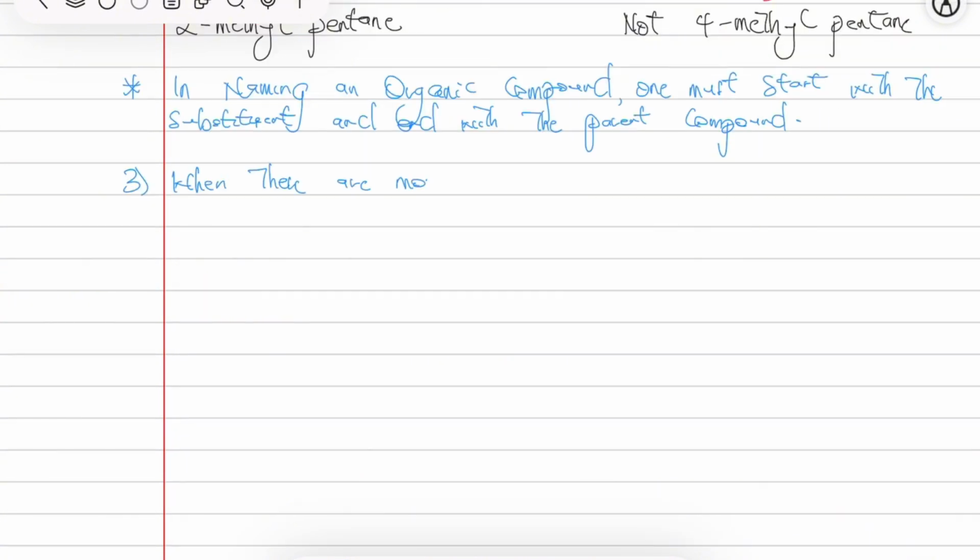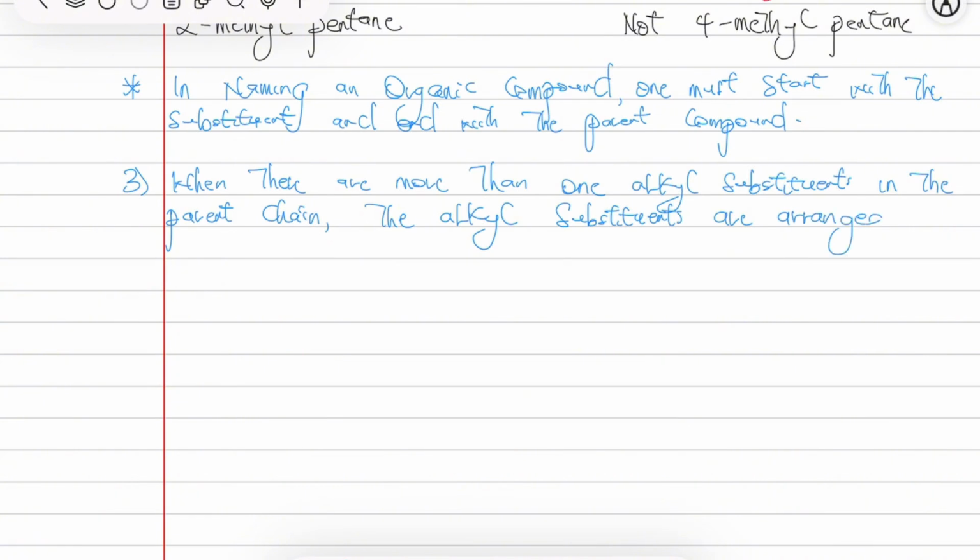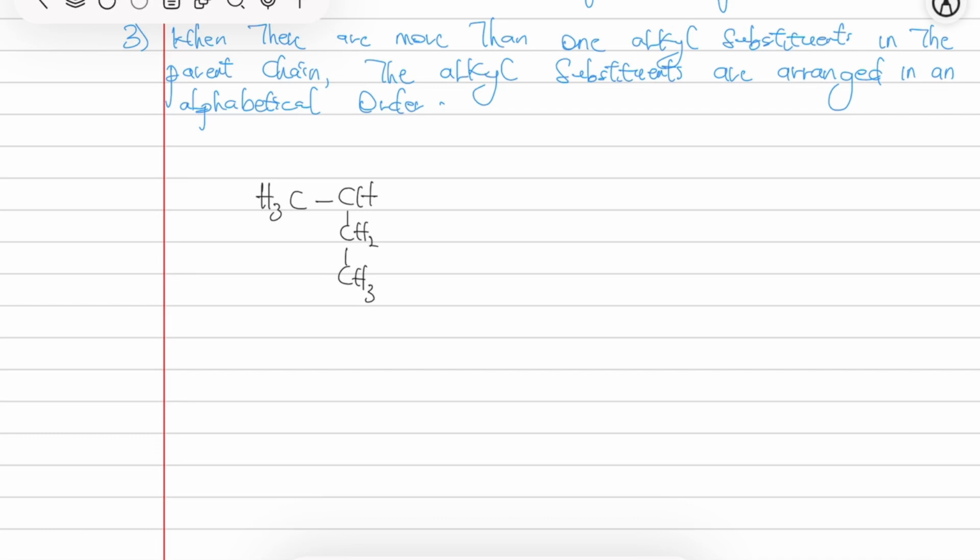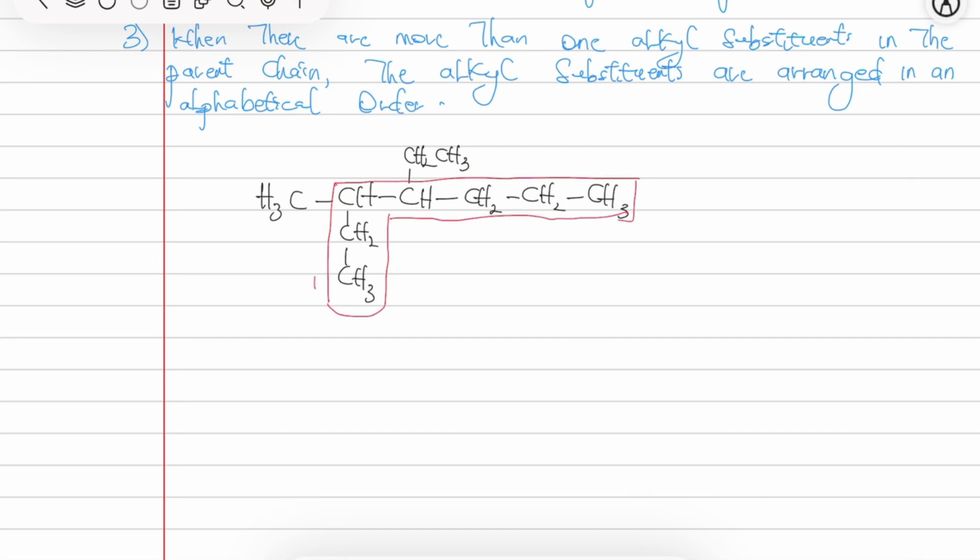The third rule in naming alkane is, when there are more than one alkyl substituent in the parent chain, the alkyl substituents are arranged in an alphabetical order. Let us consider the example below. Here, the first thing I did was to identify my parent chain. As soon as I identify my parent chain, I will circle the compound so that I can identify the substituent and also the position of the substituent in the parent chain. After that, I will number the parent chain starting from the carbon atom that is closer to the branch.